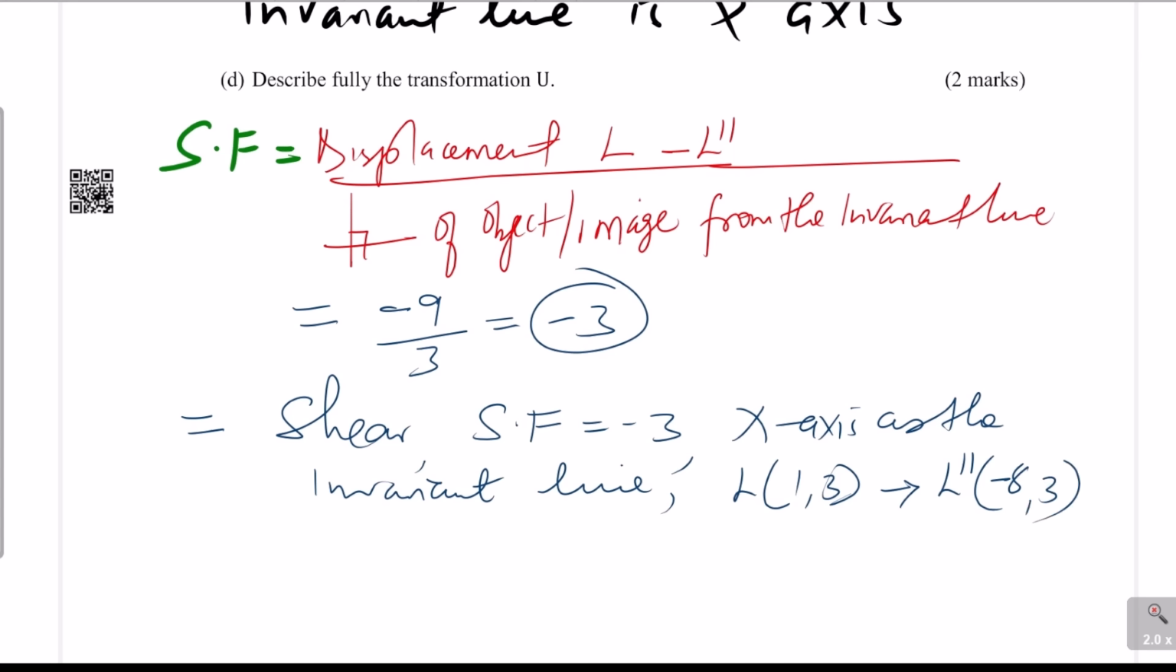By doing so, you have described the shear fully. State the shear factor, the invariant line, and then you give the object point and the image point.